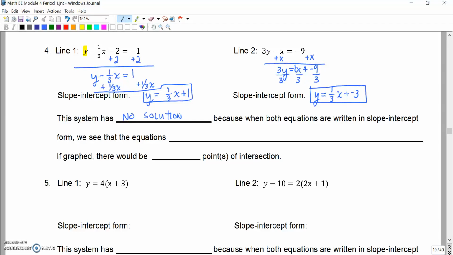because when both equations are written in slope-intercept form, we see that the equations have the same slopes, which is m, but different y-intercepts. If graphed, there would be 0 points of intersection. And let's also add the note, these are parallel lines. You have one other one of these to try, as well as number 1, and then feel free to go to video 2, and again, I'll take you through some problems, and I'll leave a couple for you to try.